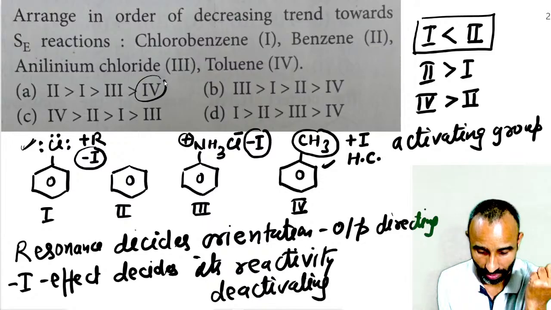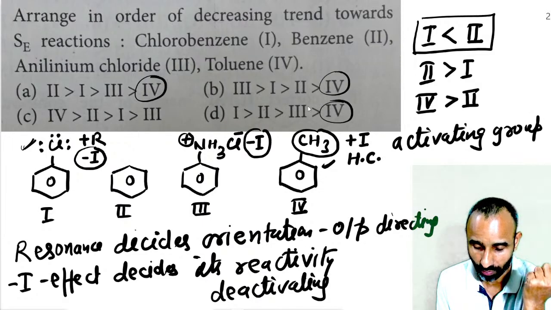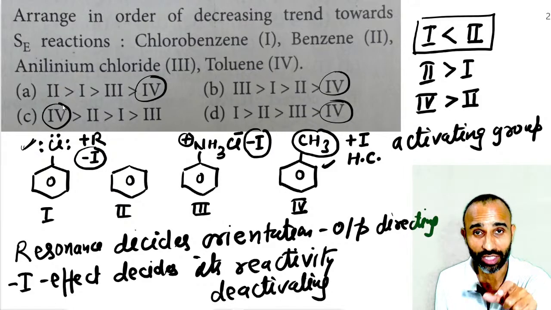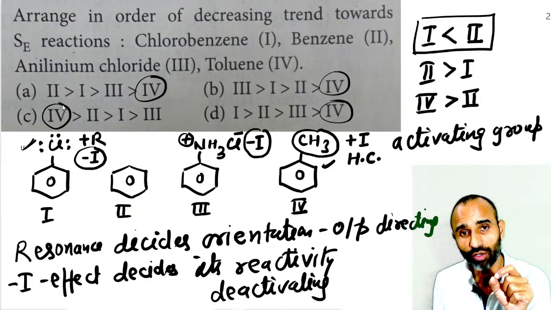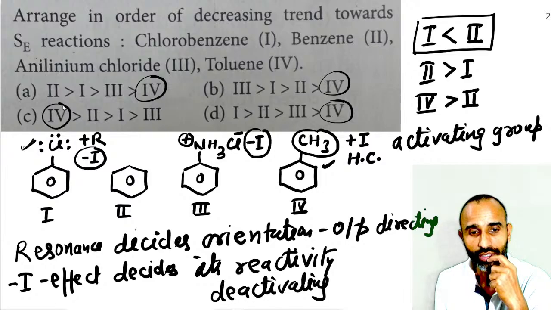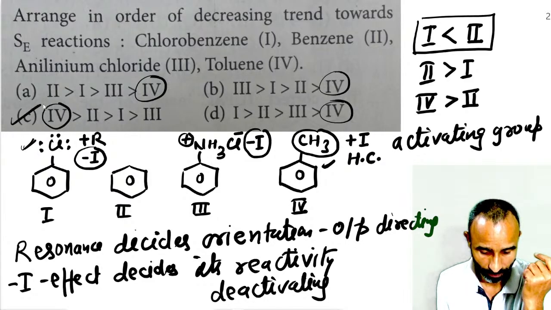In other cases it is fourth, which means it is a very simple question. If you know that CH3 is an electron releasing group, an activating group, it should be more reactive than benzene, then the answer is C only. Understood.